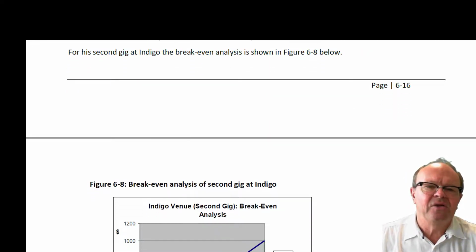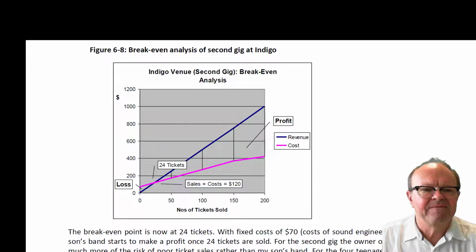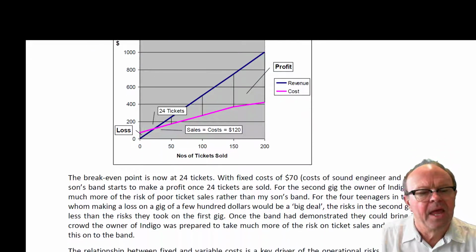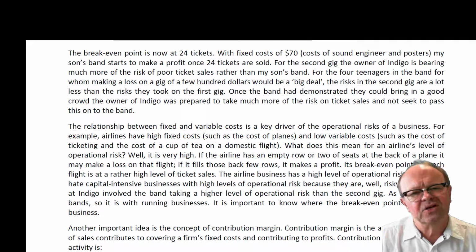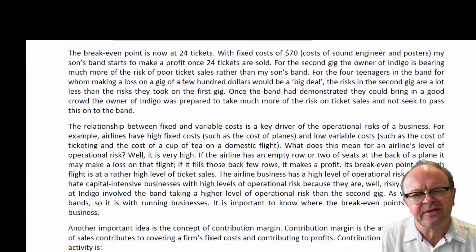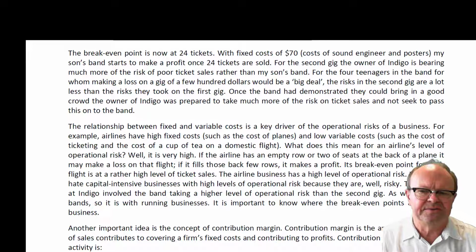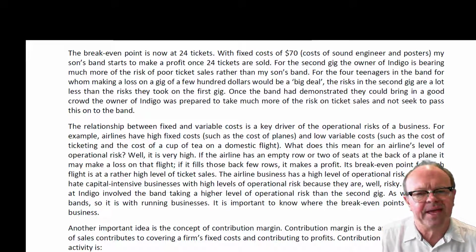For his second gig at Indigo, the break-even analysis is shown in figure 6.8 below. Figure 6.8, break-even analysis of a second gig at Indigo. The break-even point is now at 24 tickets. With fixed costs of $70, costs of sound engineer and posters, my son's band starts to make a profit once 24 tickets are sold. For the second gig, the owner of Indigo is bearing much more of the risk of poor ticket sales rather than my son's band.